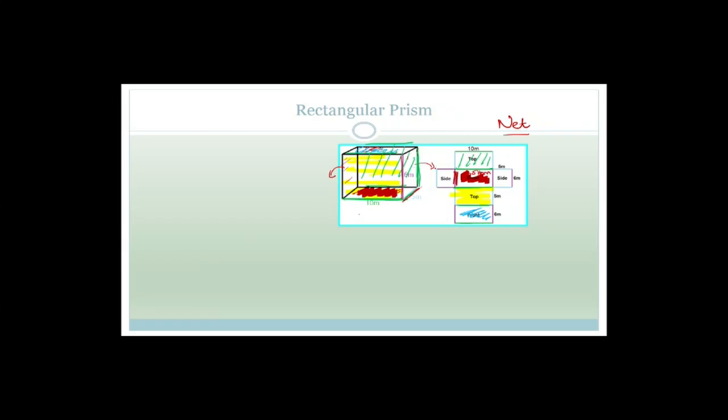Oh, I don't like this net at all. Okay, let me try again. Hang on, just let me erase all the ink. They're saying that this is the top front. Top front. That's still wrong. This is supposed to be 6 meters, and this is supposed to be 5 meters. Okay, because, okay, let me show you.